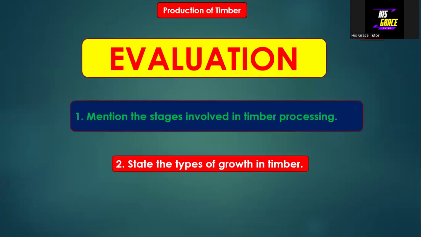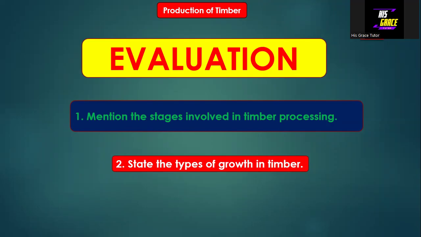Okay, so the next slide is for us to examine ourselves based on what we have studied in this lesson. Question 1 says: mention the stages involved in timber processing. As I've said, we have 5 stages. The first stage is timber growth, or growth of timber. Then the second stage is felling of timber. The third stage is conversion of timber. The fourth stage is seasoning of timber. And the fifth stage is preservation of timber.